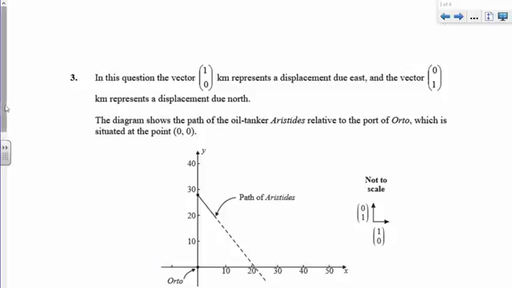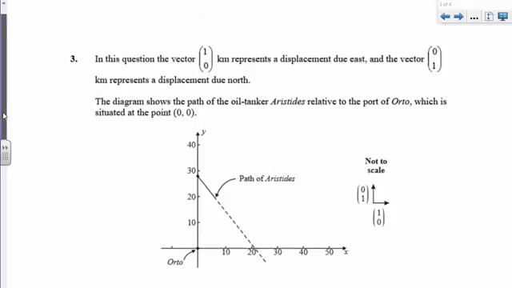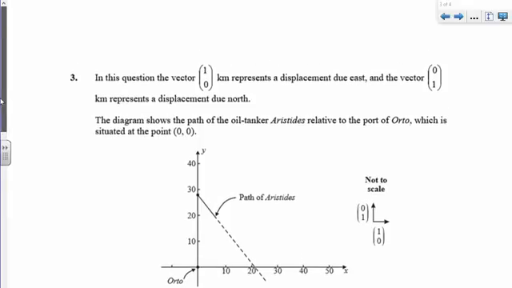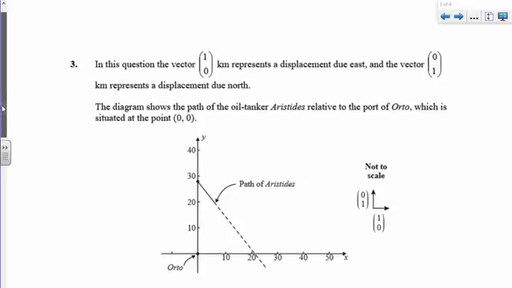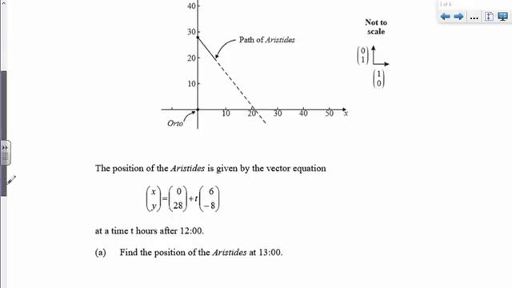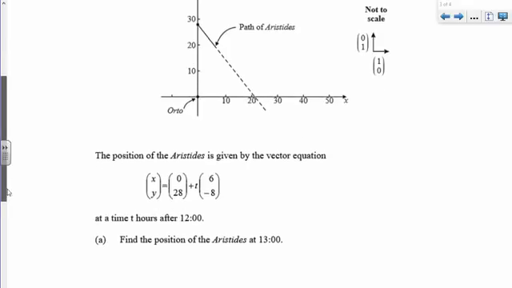Number 3. In this question, the vector 1, 0, this is in kilometers, represents the displacement due east. And the vector 0, 1 represents a displacement due north. So 0, 1 means 1 kilometer north, and 1, 0 means 1 kilometer east. The diagram shows the path of the oil tanker, the Aristides, relative to the port of Orto, which is situated at the origin 0, 0. The position of the Aristides is given by the vector equation at time t hours after noon.